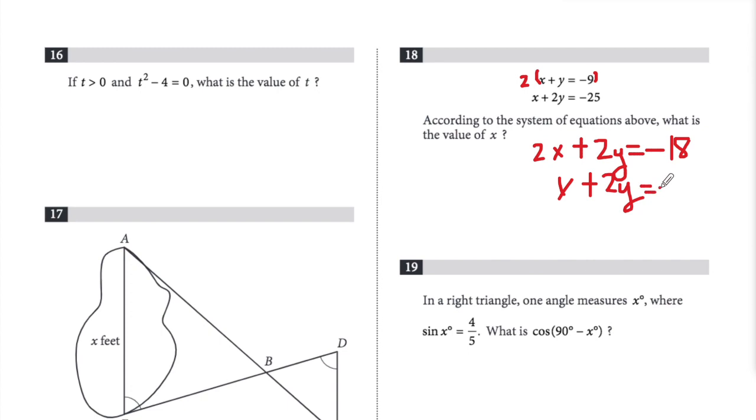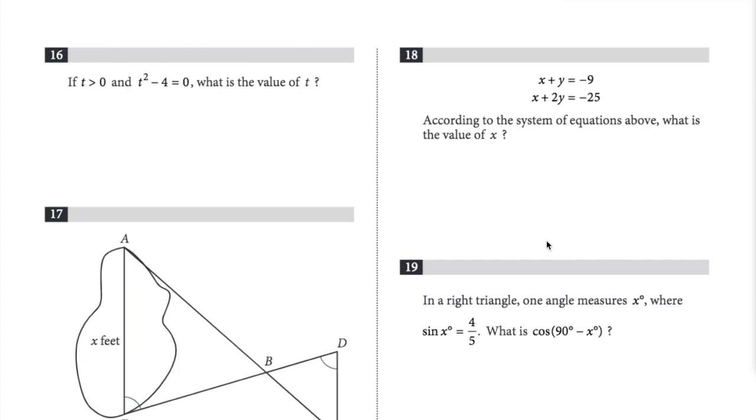And now we can solve by subtracting, because if I want to get rid of this part, I would have to subtract. So I'd be left with x equals, and then negative 18 plus 25 gives us 7. So x would have to equal 7, because this minus this equals 7. So x equals 7. Alright, let's keep going.